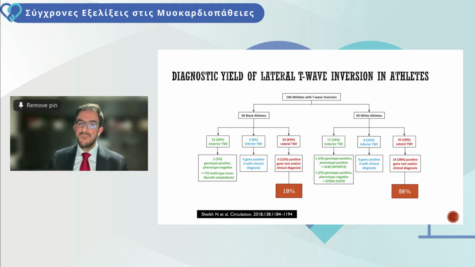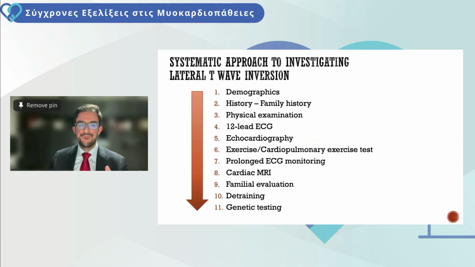And that makes sense because we know that for black athletic individuals, the prevalence of lateral T-wave inversions can be up to 4%. So they exhibit them more frequently than white athletes, where I told you it's less than 1%. And therefore, the diagnostic yield tends to be less. That means, obviously, that some of those lateral T-wave inversions do not signify pathology, but given how high the diagnostic yield, we cannot afford not to investigate them.